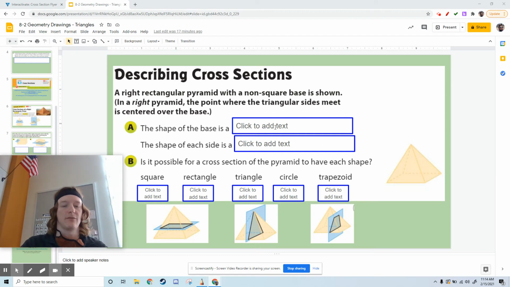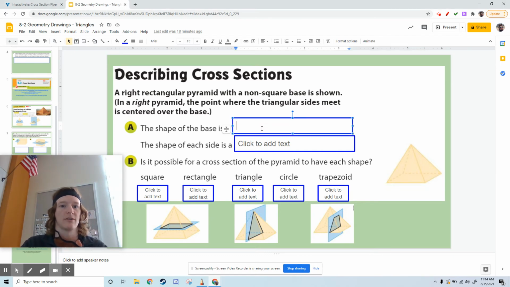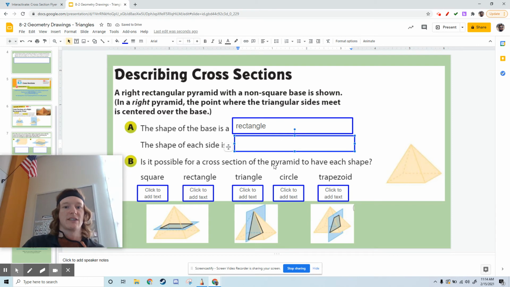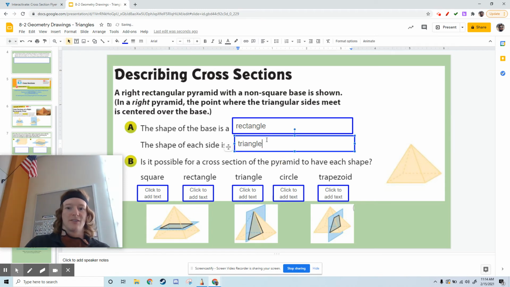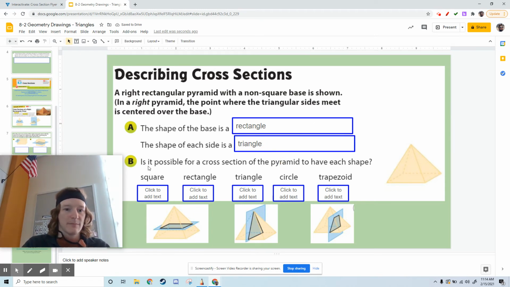We need to talk about what these shapes are. The shape of the base is a rectangle. The shape of each side, all the sides on this thing, are triangles. What is a triangle? All right. B, is it possible for a cross section of the pyramid to have each of these shapes?